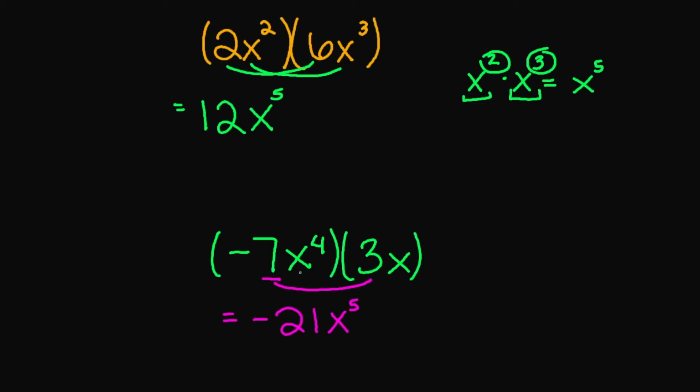And then here you're multiplying x to the 4th times x. I am multiplying with the same base, so I need to add my exponents. So I have x to the 4th and x. I have my imaginary 1 right here. 4 plus 1, this is going to equal x to the 5th. So your final answer is negative 21x to the 5th power.